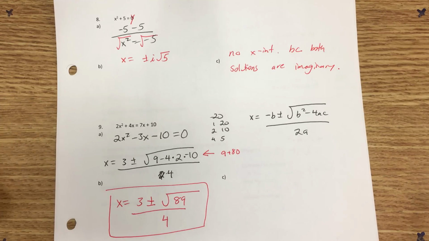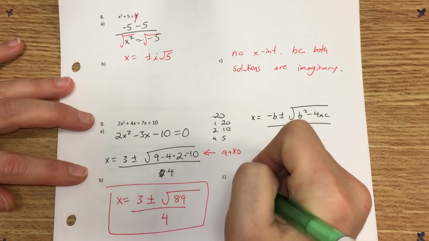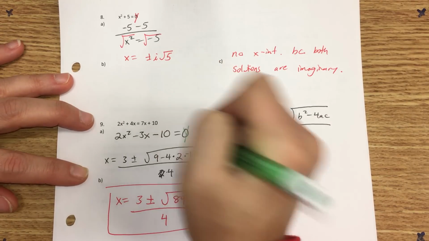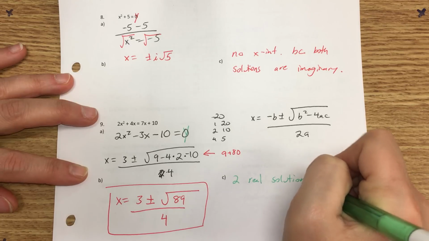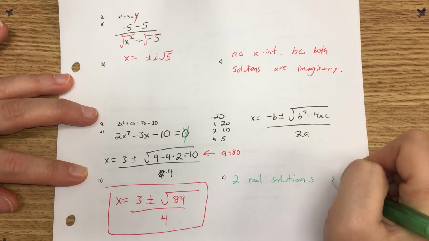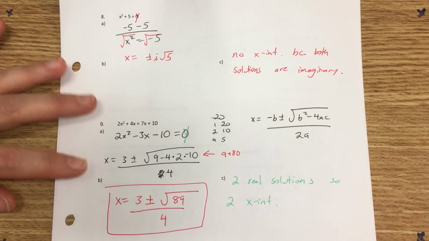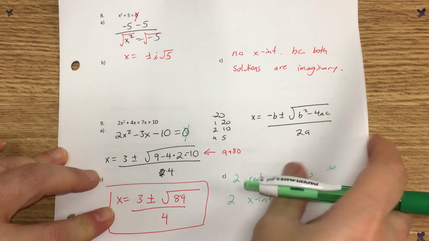One of the ways I know that I was efficient in my method is 89 doesn't reduce. Like if this reduces, you weren't efficient. So I have two real solutions, like if this was a y equals. They're ugly, they're irrational, but they're real. So there will be two x-intercepts. If I were to graph that on my calculator, I just wouldn't see it cross at nice integer values. All right, last page.